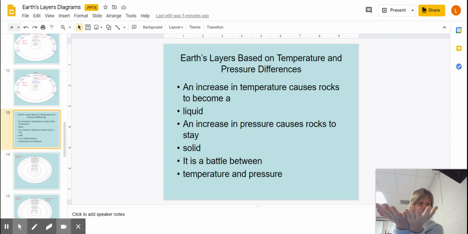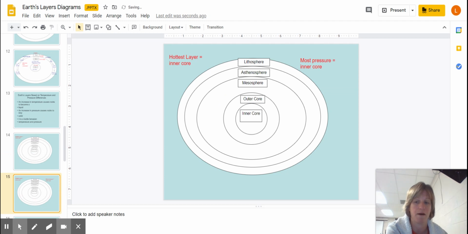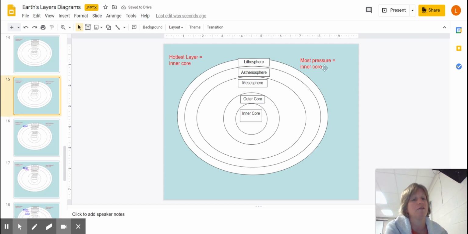But then an increase in pressure can take a really, really hot liquid and turn it back to a solid. Okay, so let's check this out. The hottest layer on our planet is the inner core. Now, what do you think has the most pressure? Well, here's the catch. It's also the inner core. Do you see that popping up there? And so the inner core is not only the hottest, but it's also under the most pressure.